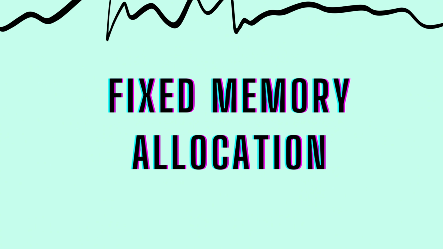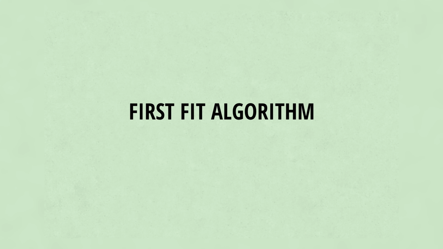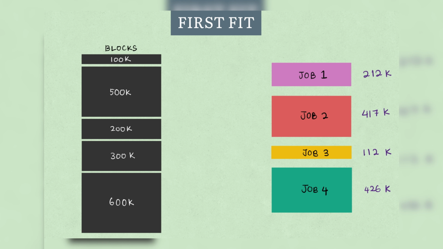Next, we will look at the illustration of both algorithms. In this example, we will use the fixed memory allocation. This is an illustration of how the first fit algorithm works. As we can see, we have a number of blocks with different sizes of memories, and we have 4 jobs that need to be allocated into the blocks. So, let's see how this algorithm works.